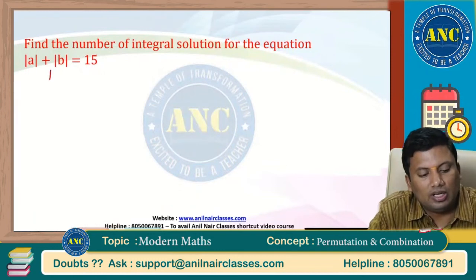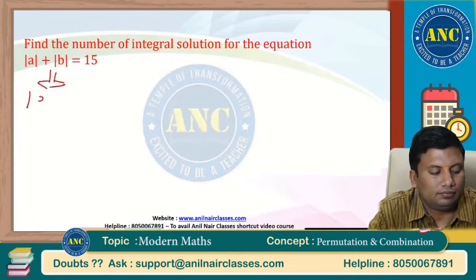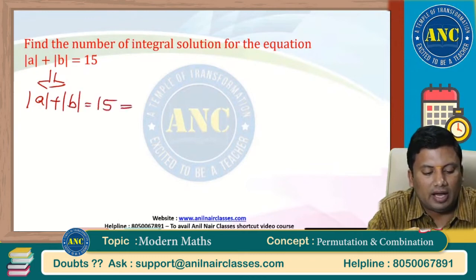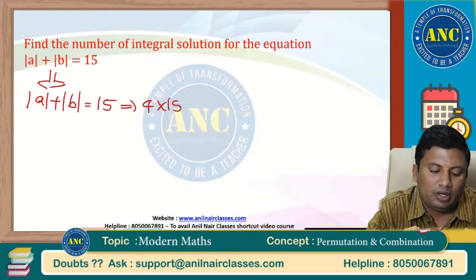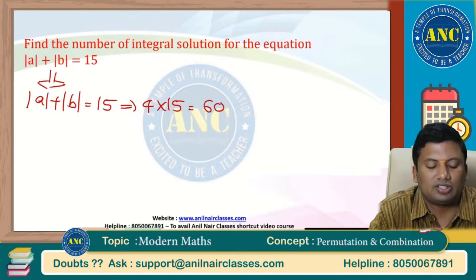Right? So these are nothing but |a| + |b| equivalent to 15. The answer is nothing but 4 into 15, which is nothing but 60.